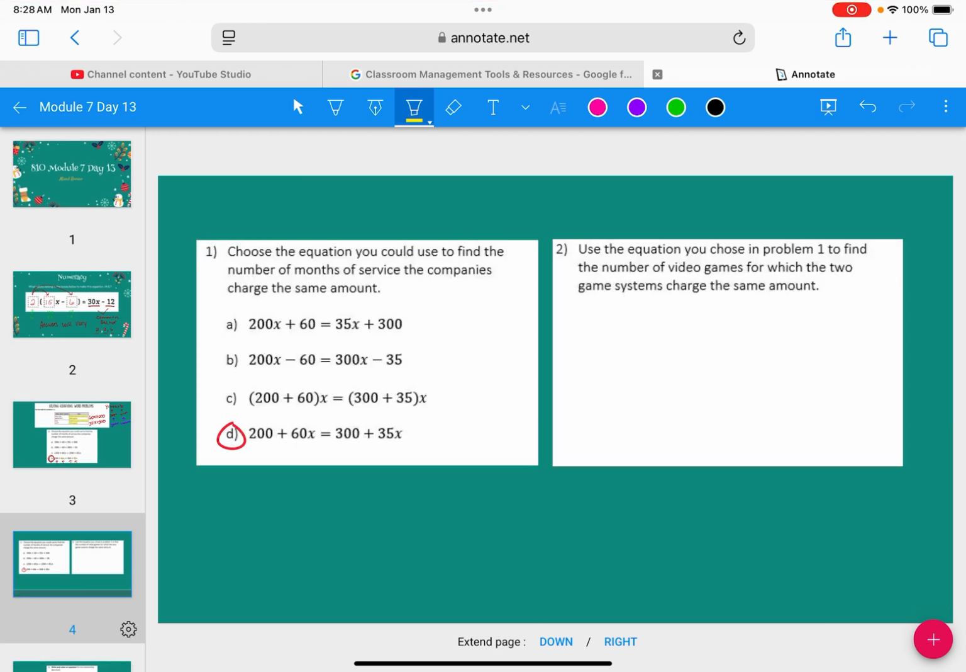All right, so now what we have to do is actually solve it. I'm going to solve 200 plus 60x equals 300 plus 35x.